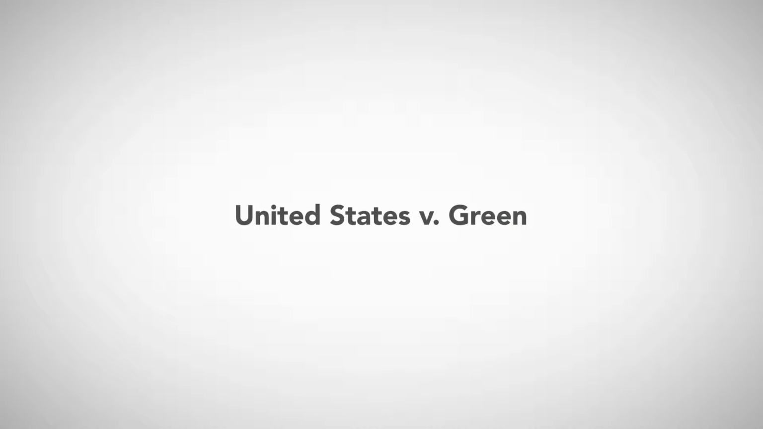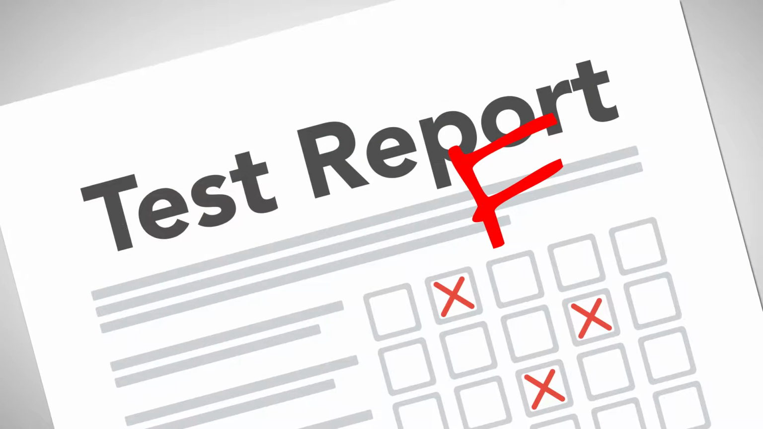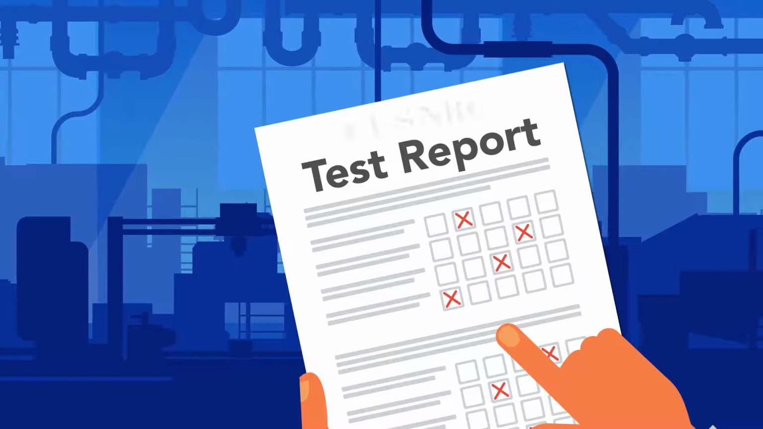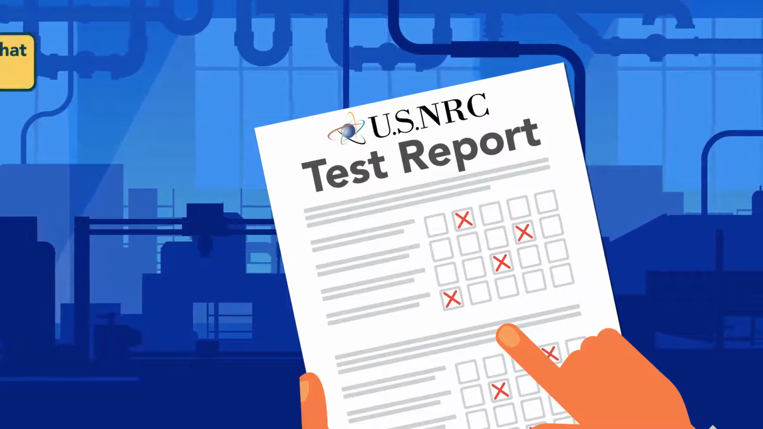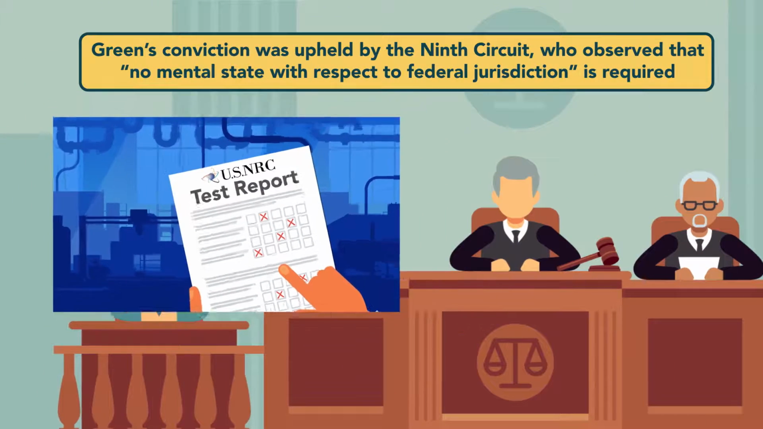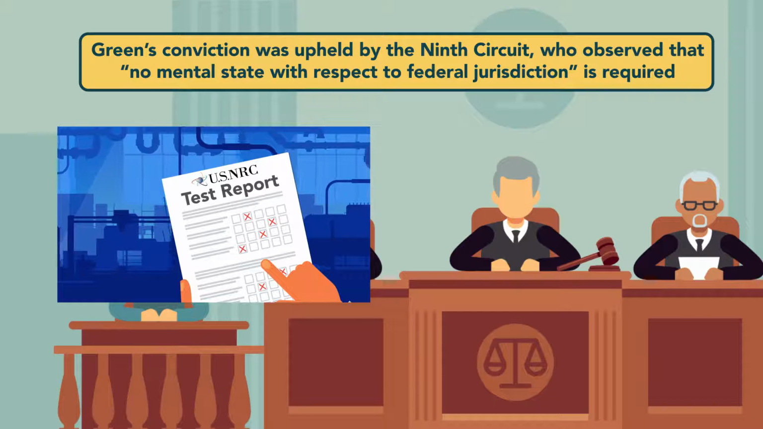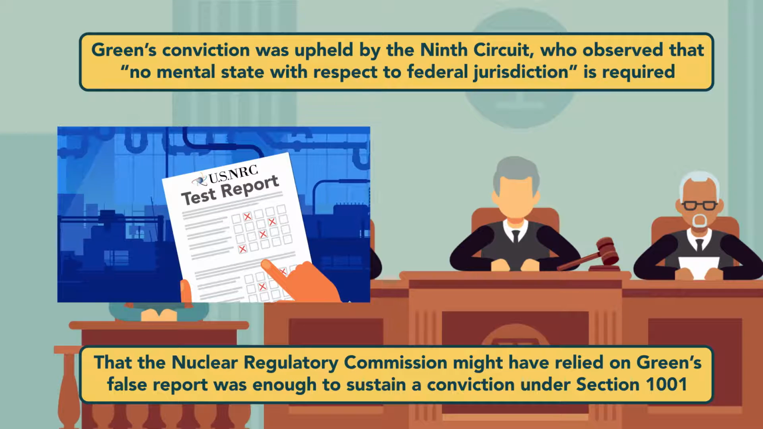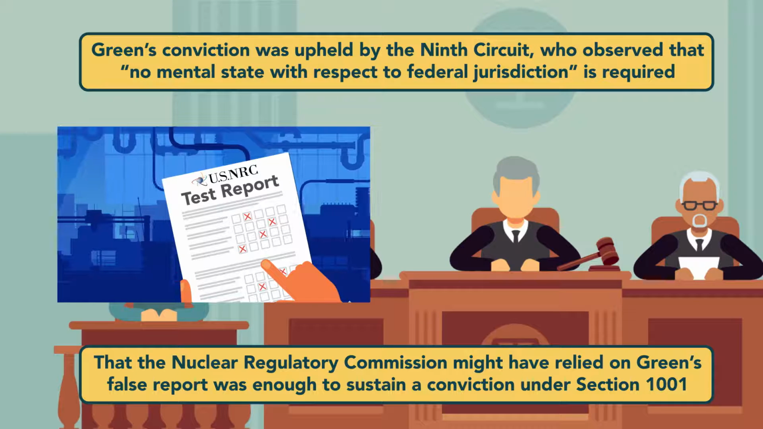Similarly, in United States v. Green, an employee of a chemical company delivered a falsified test report to a client. This report was used by the recipient to show compliance with safety measures required by the Federal Nuclear Regulatory Commission. Green's conviction was upheld by the Ninth Circuit, who observed that no mental state with respect to federal jurisdiction is required. That the Nuclear Regulatory Commission might have relied on Green's false report was enough to sustain a conviction under Section 1001.